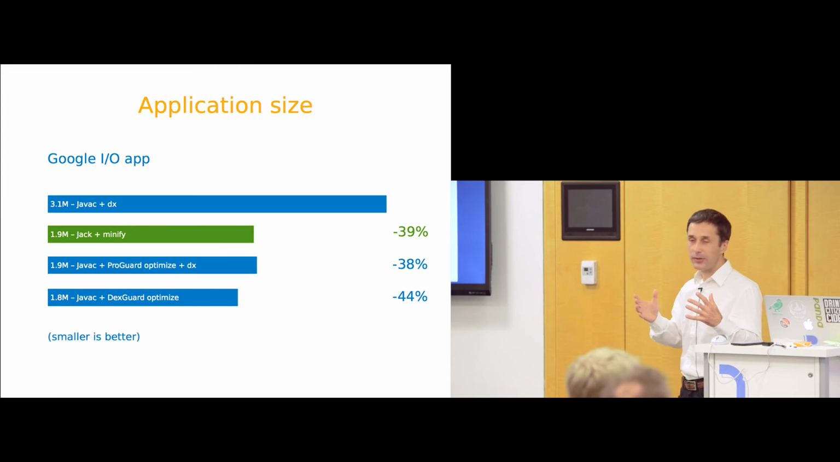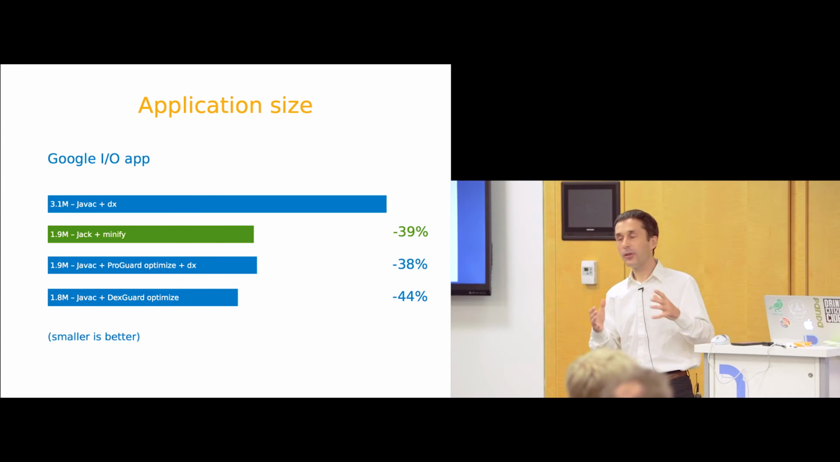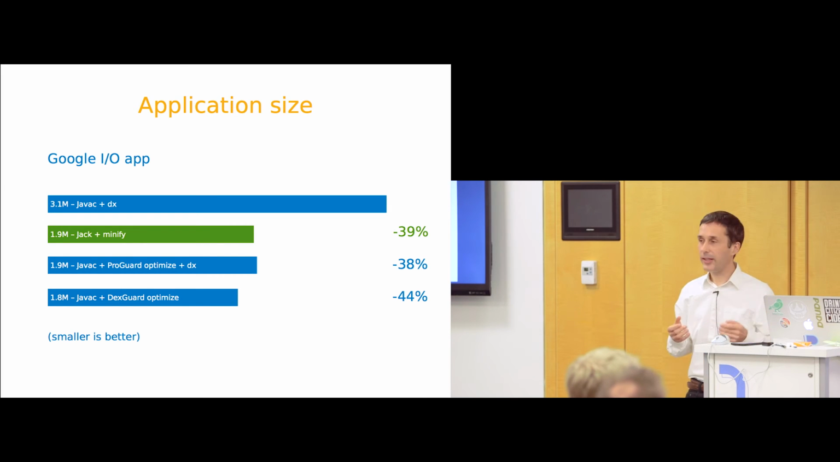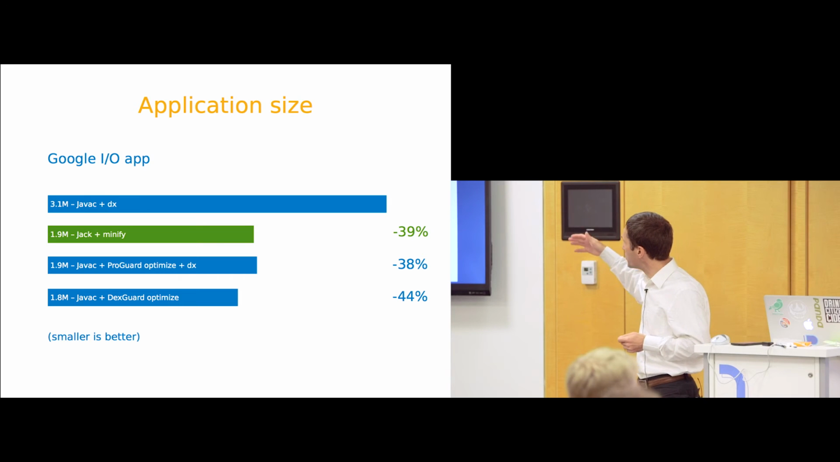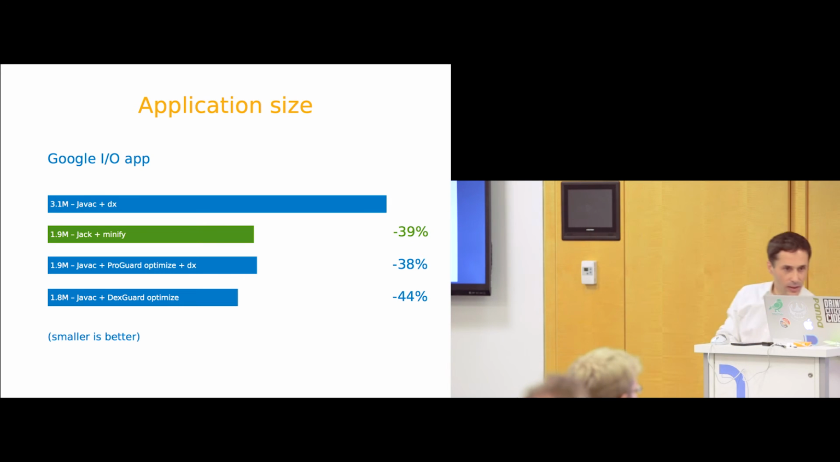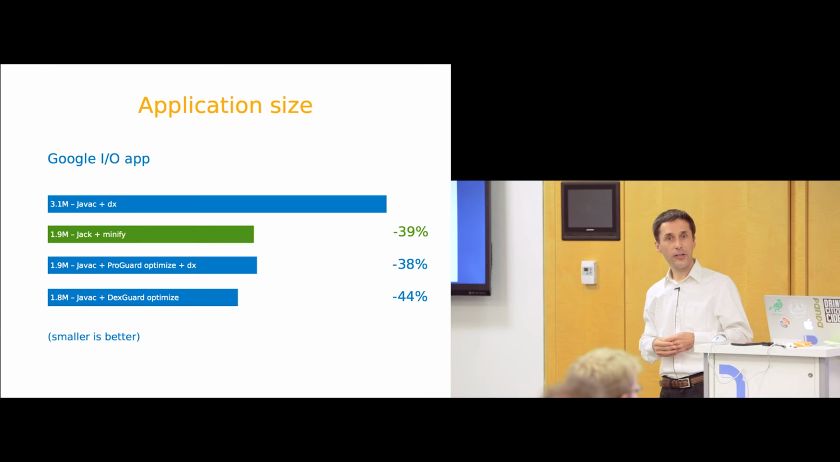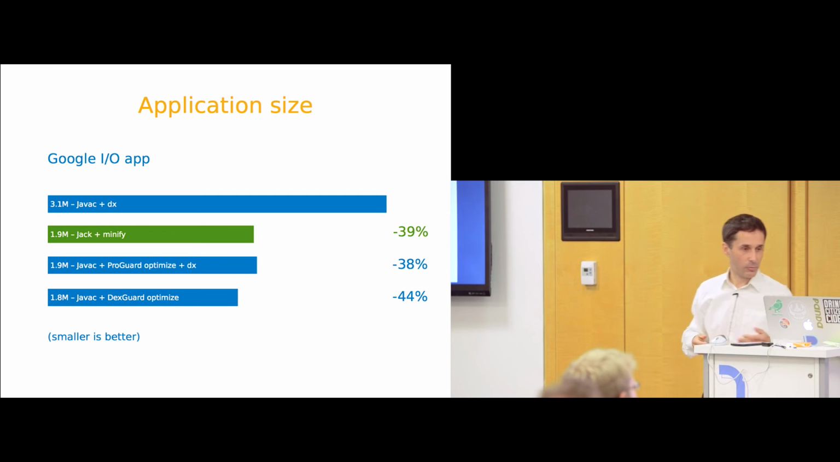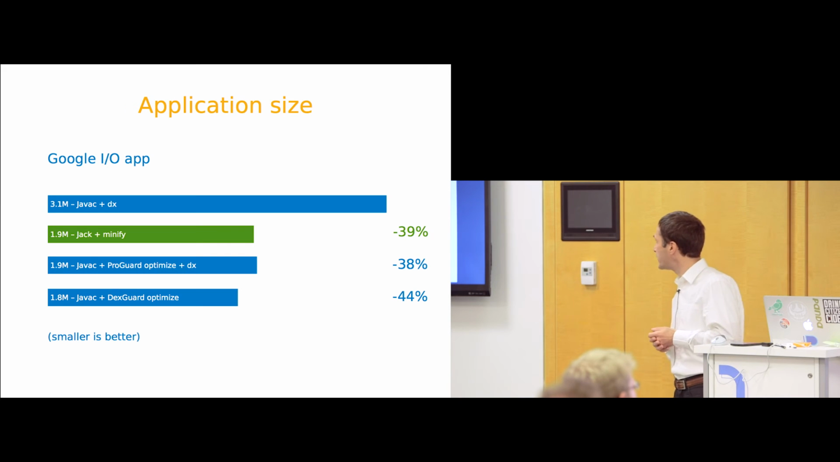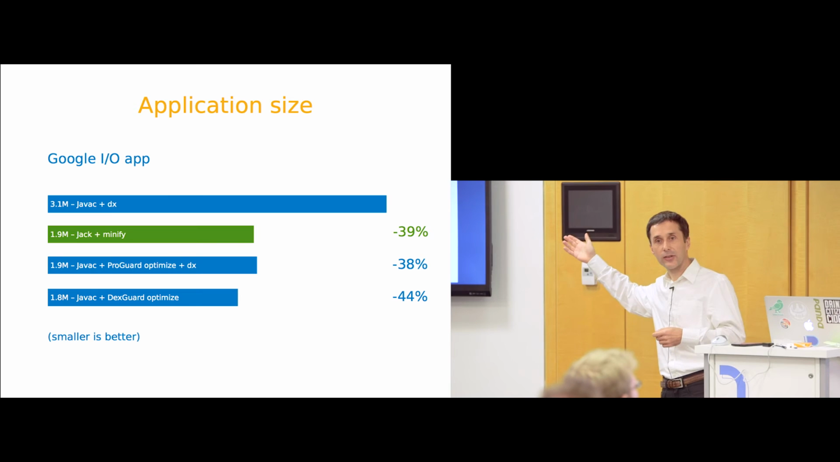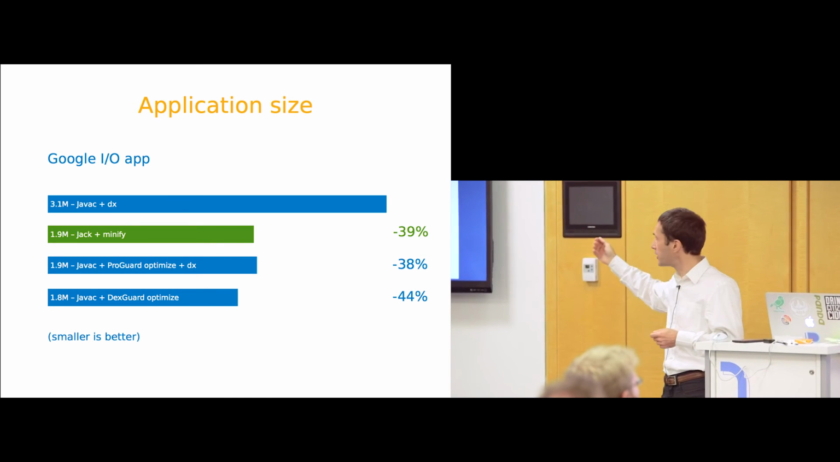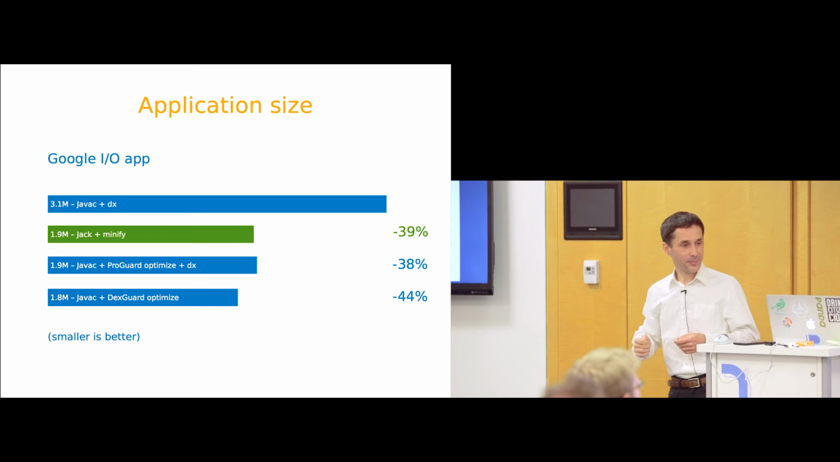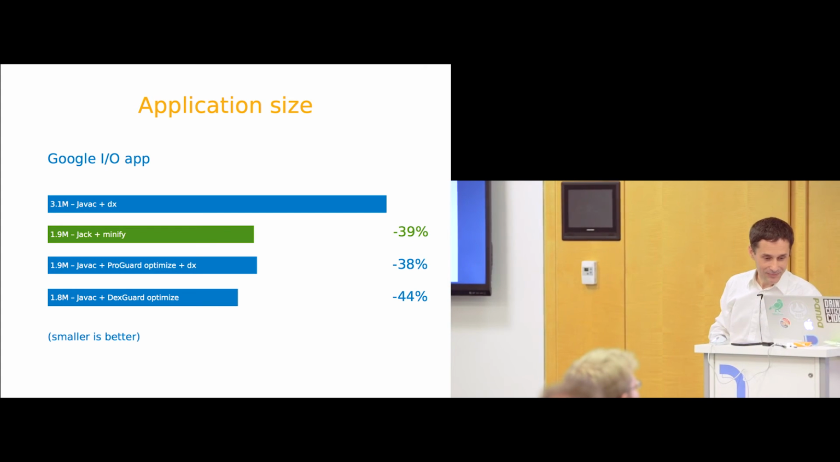Then, once you've built your application, I've also looked at the application size. If you use a traditional tool chain without any optimizations, for the Google I/O app, you get an app that is about 3.1 megabytes large. But once you start enabling minification and optimization, you get something that's a lot smaller, approximately 1.9 megabytes. And that's approximately the same for Jack or the traditional tool chain with ProGuard or the tool chain with DexGuard. DexGuard does a bit better, of course.